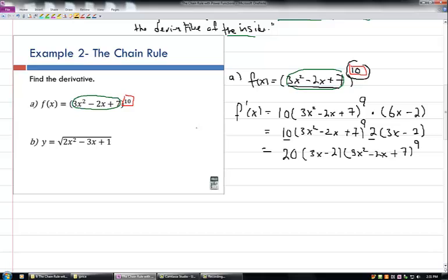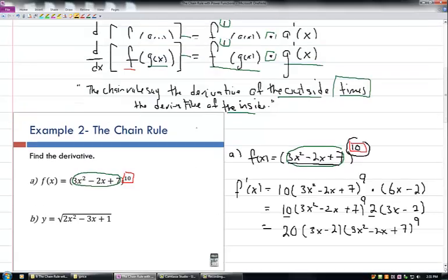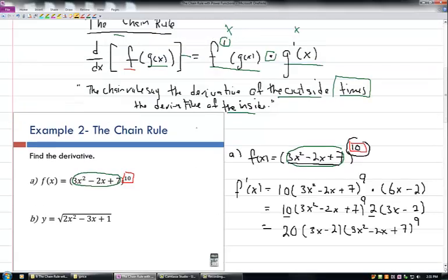Take a look and make sure you see the parts here, how they kind of match up. All right, so up here, I had the derivative of the outside. That's my first term. And right here is the derivative of the outside function. And then I multiply by the derivative of the inside. So here's the derivative of the inside function. And the rest is just some simple algebra.